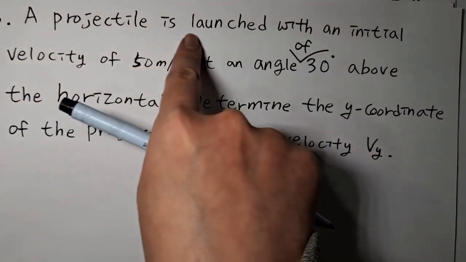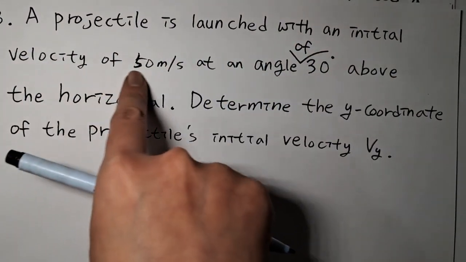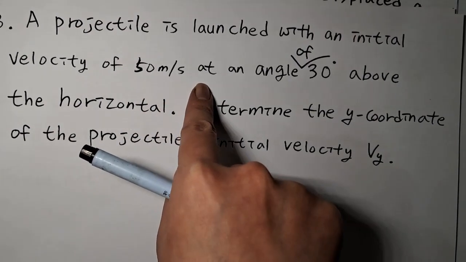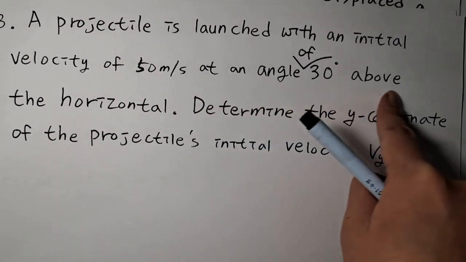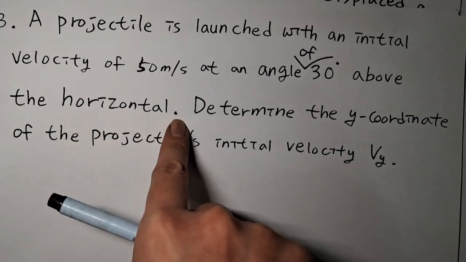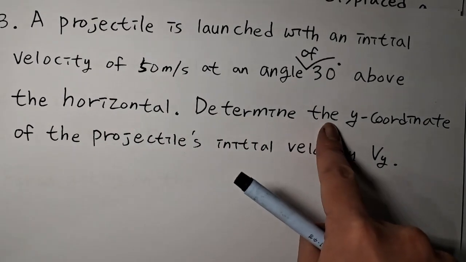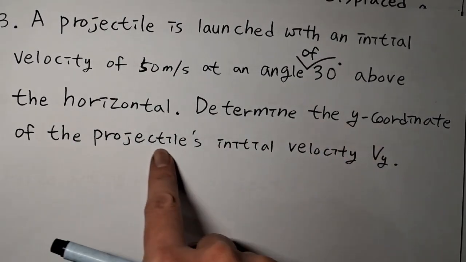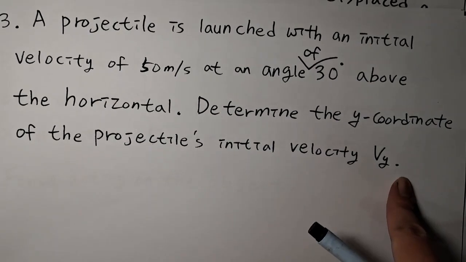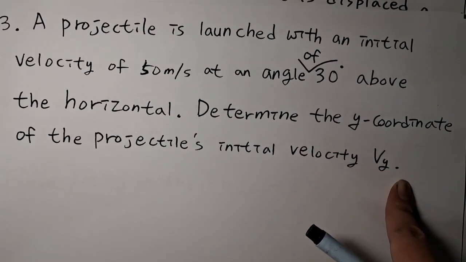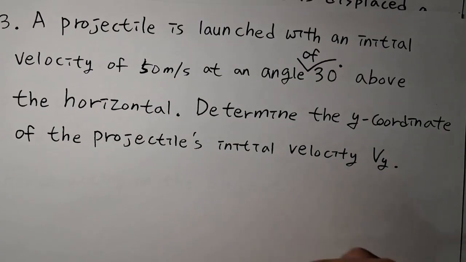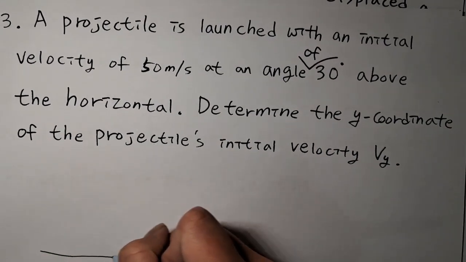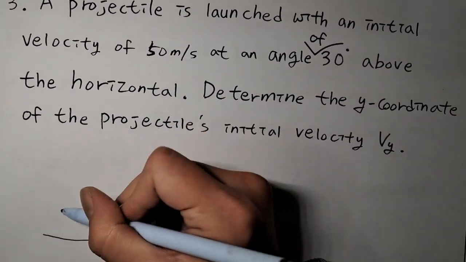A projectile is launched with an initial velocity of 50 meters per second at an angle of 30 degrees above the horizontal. Determine the y-component of the projectile's initial velocity. This is projectile motion.